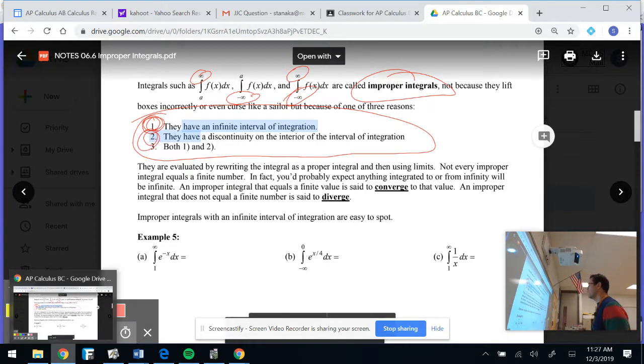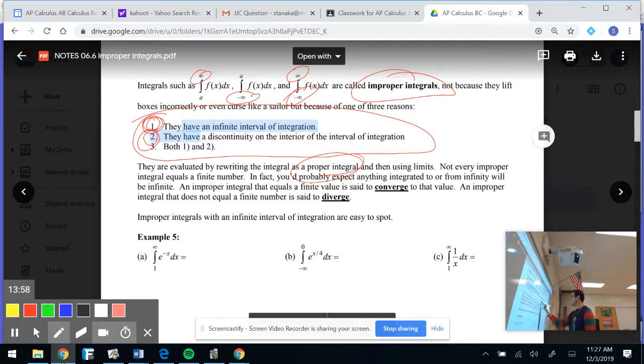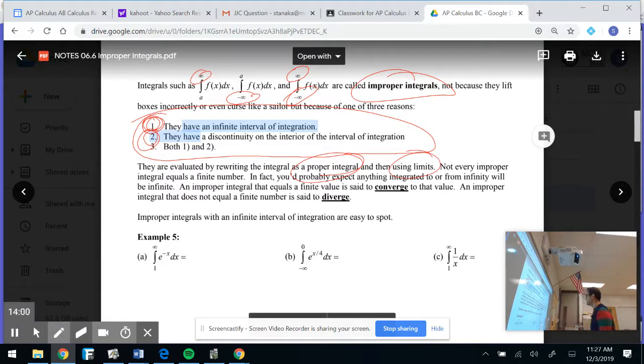They are evaluated by rewriting the integral as a proper integral, which is how we use that little limit, and using limits. Not every improper integral equals a finite number. In fact, you probably expect anything integrated to or from infinity will be infinite. An improper integral that equals a finite value, we say converges, to a specific value. An improper integral that does not equal a finite number is said to diverge, and it diverges to infinity.